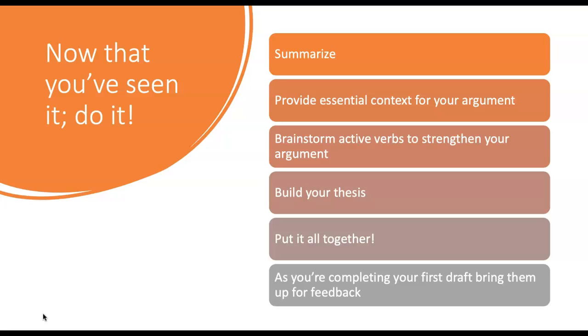All right, y'all, now that you've seen it, I'd like to see it in action. So go back to your text, summarize in one line, provide the essential context that your reader will need for your argument. Brainstorm active verbs. Don't just rely on the ones that you were given. What words are synonymous with what you've been given? What words will best strengthen your argument and make it clear for your reader?